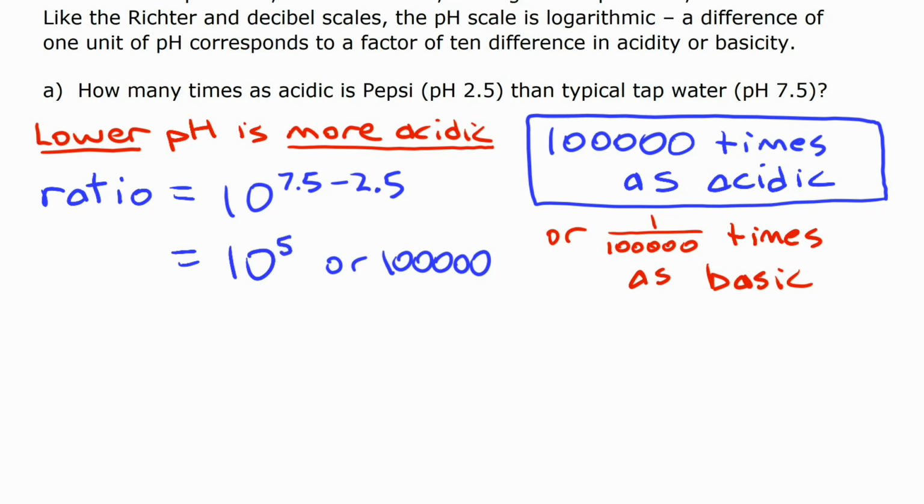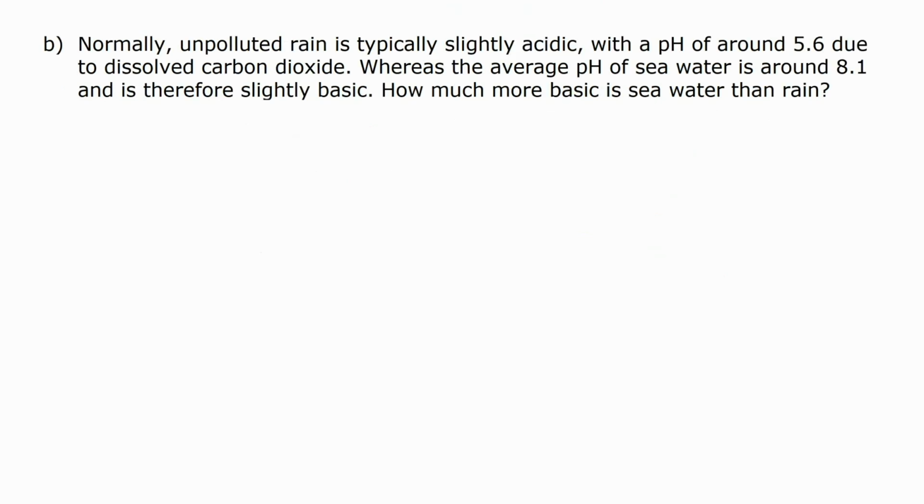Let's look at one other part here. Here we're going to compare rain. Typical unpolluted rain is actually slightly acidic and it has a pH of around 5.6 on average, and that's because it has some carbon dioxide dissolved in it, which makes it slightly acidic, whereas seawater is around 8.1, and it's actually slightly basic, and that's because it has salt in it. And so we're looking at how much more basic is seawater than rain.